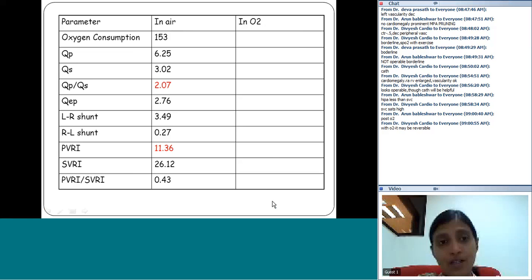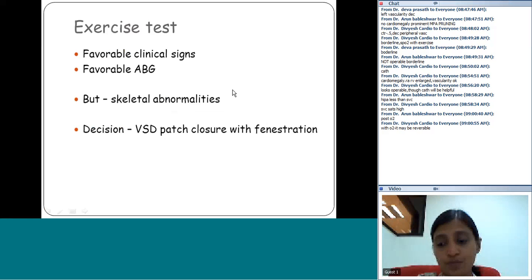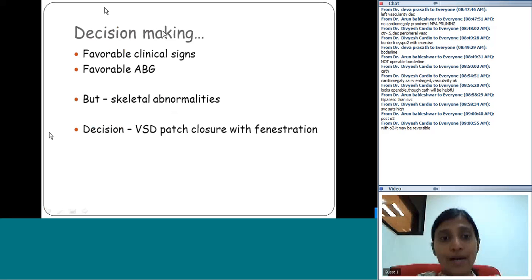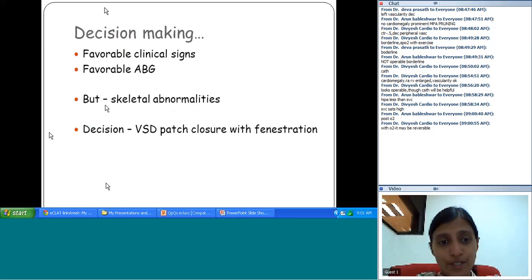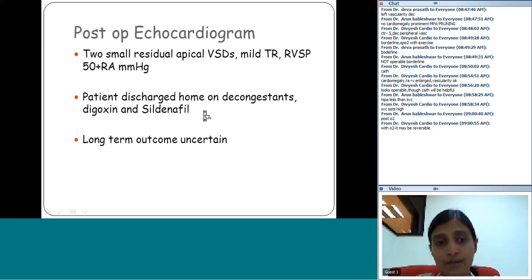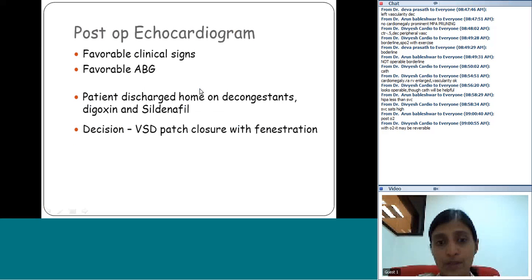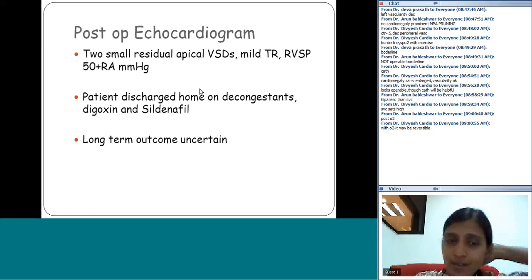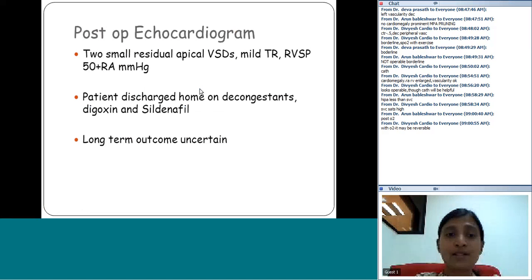A VSD patch, one of those flat, fenestrated VSD patches, was put in, and at the time of discharge, he had small residual apical VSDs. He had an RV systolic pressure of 50 plus RA, which is not great, and he was discharged home on antipulmonary hypertensives. The long-term outcome is still uncertain in this child. And like I mentioned before, the fact that there is respiratory pathology means that could contribute to pulmonary hypertension.